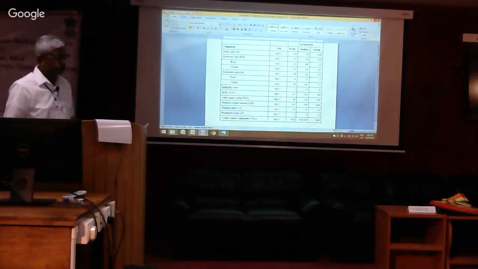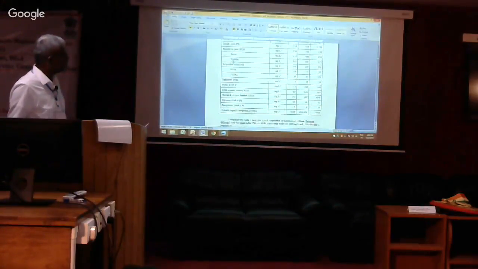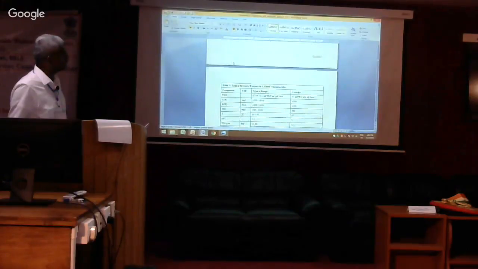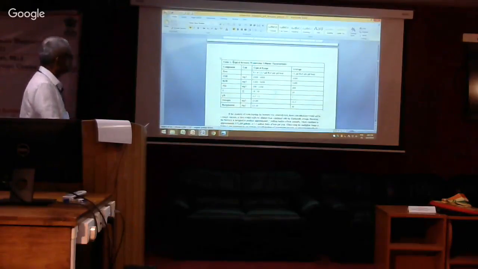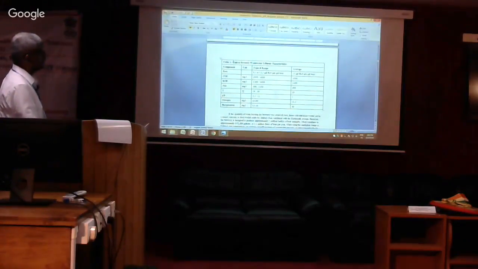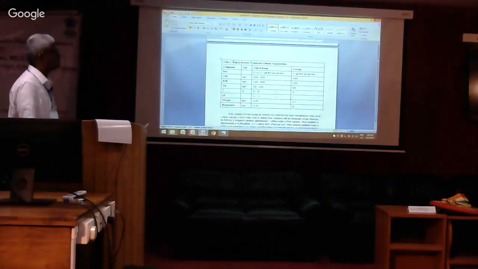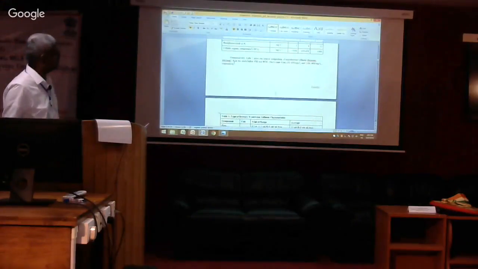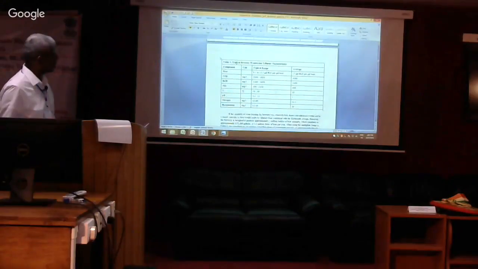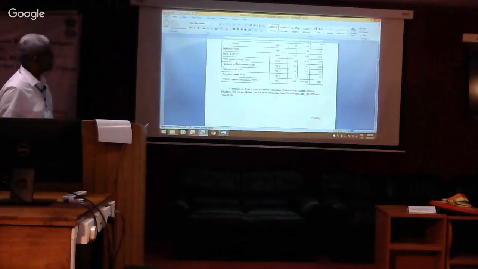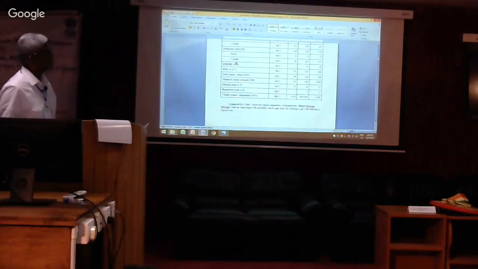Now, if you look at brewery wastewater, it is much, much stronger. The COD now is somewhere 2,000 to 6,000 milligrams per liter. Compare it to 250 to 500, let's say. So many times stronger. BOD, again, BOD 5 is somewhere between 1200 and 3600 milligrams per liter.